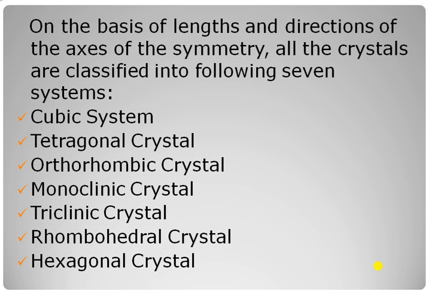On the basis of lengths and directions of the axis of the symmetry, all the crystals are classified into following 7 systems: cubic system, tetragonal crystal, orthorhombic crystal, monoclinic crystal, triclinic crystal, rhombohedral crystal, and hexagonal crystal.